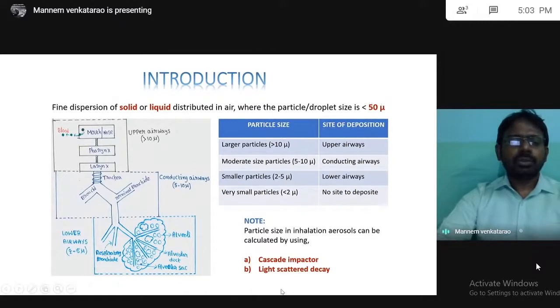So what is aerosol? Aerosol is a fine dispersion of solid or liquid distributed in air, where the particle size or droplet size, if we consider it is a solid, then you call it as particle. If we take it is a liquid, then you call it as a droplet. Where the particle or droplet size must be less than 50 microns.